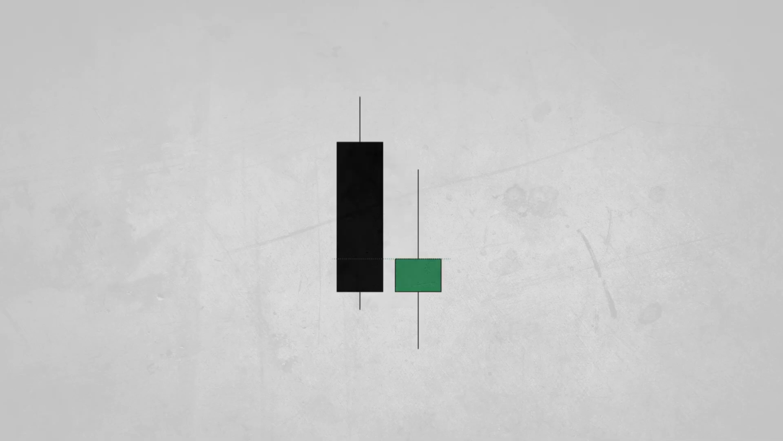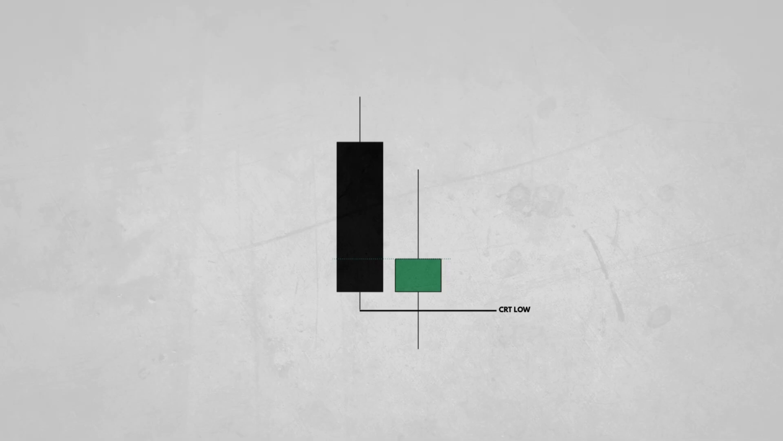Now let's look at a bullish example. First of all, we can see that price swept the previous candle's low, which now gives us our CRT low and CRT high. After identifying that, we head down to the lower time frame to find a reason to take price to the upside, targeting the CRT high.